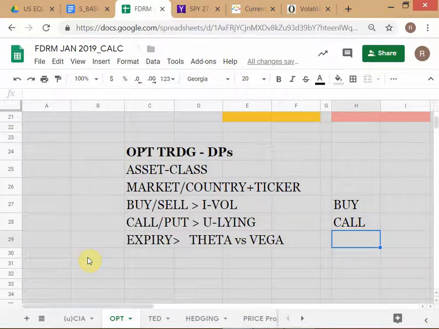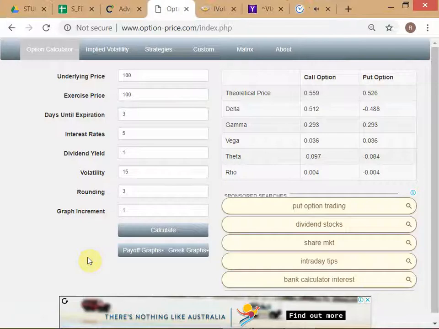Okay, so now I want to be buying longer dated options, because remember, when you have a call option, what happened?